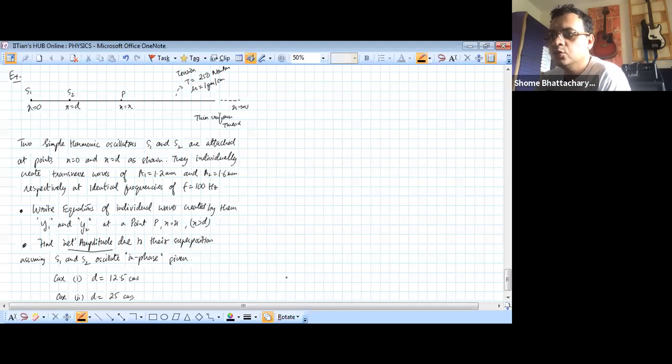S1 and S2 both sources are in phase, but that doesn't mean that the individual waves y1 and y2 that they are creating at the point P are going to be in phase. Can you tell me why? S1 and S2 are two oscillators that are oscillating in phase, but the waves that they create, y1 and y2 at the point P, will not create disturbances which are in phase. Can you understand why?